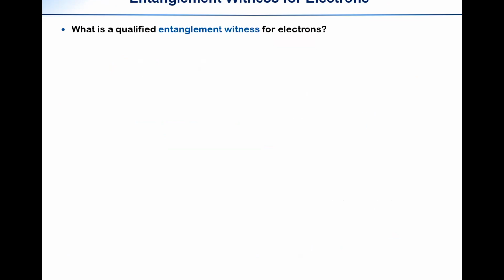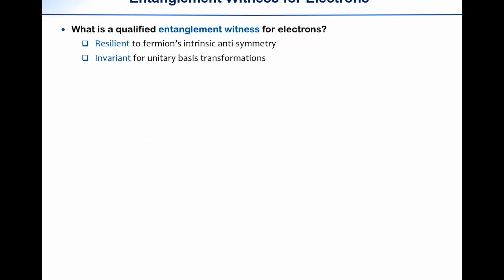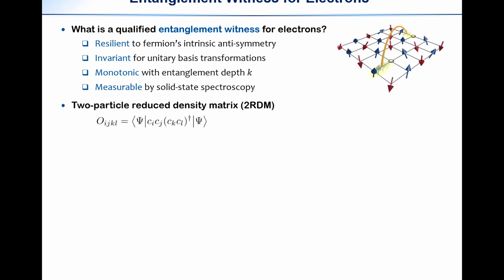This entanglement witness has to satisfy the following criteria. First, it has to be resilient to the antisymmetry we just discussed. It has to be invariant under basis transformation. It has to be monotonic with the entanglement depth. That's also the definition of an entanglement witness. You have to have a monotonic relation, otherwise you cannot find the entanglement depth. And it has to be measurable, otherwise we just talk about some artificial thing. So in the end, we found that this can be done by something called the two-particle reduced density matrix.